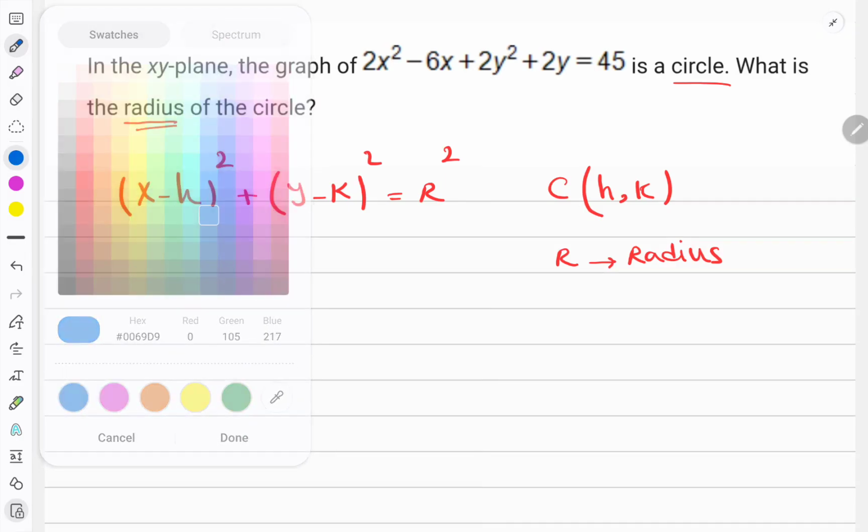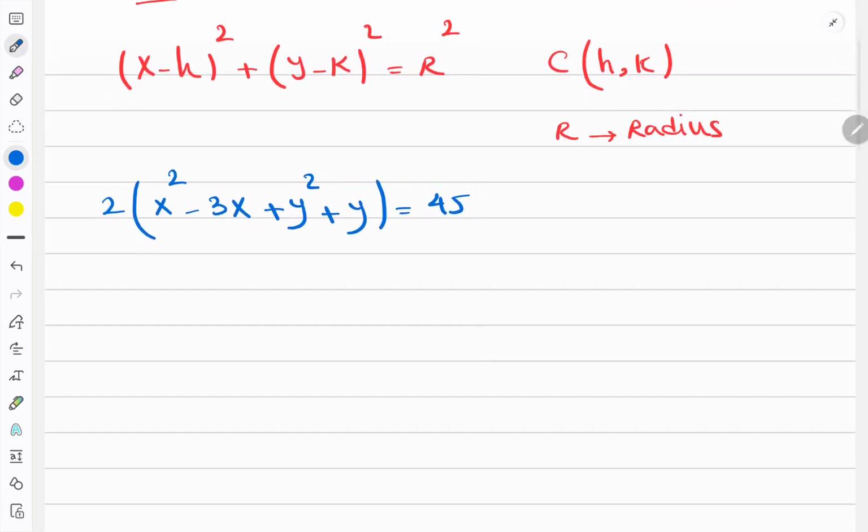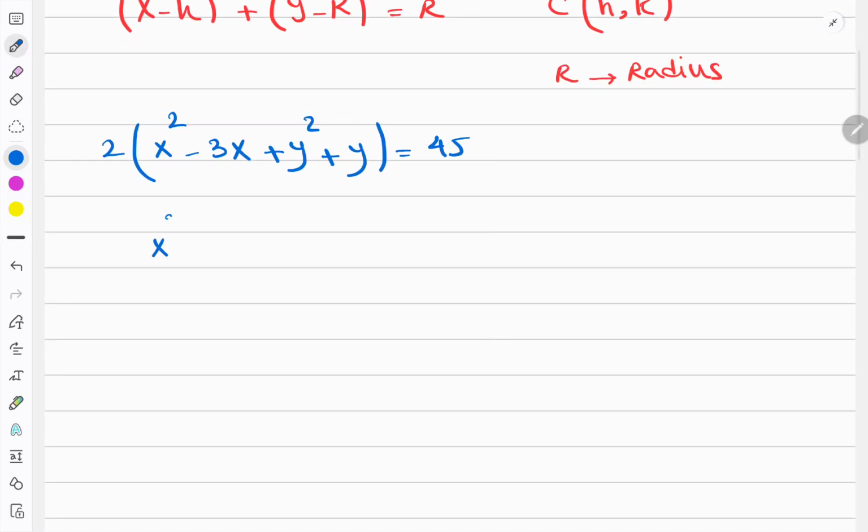So 2 times (x squared minus 3x plus y squared plus y) equals 45. And now I'm gonna divide both sides of the equation by 2 to get rid of 2. So x squared minus 3x plus y squared plus y equals 45 over 2, which is 22.5.